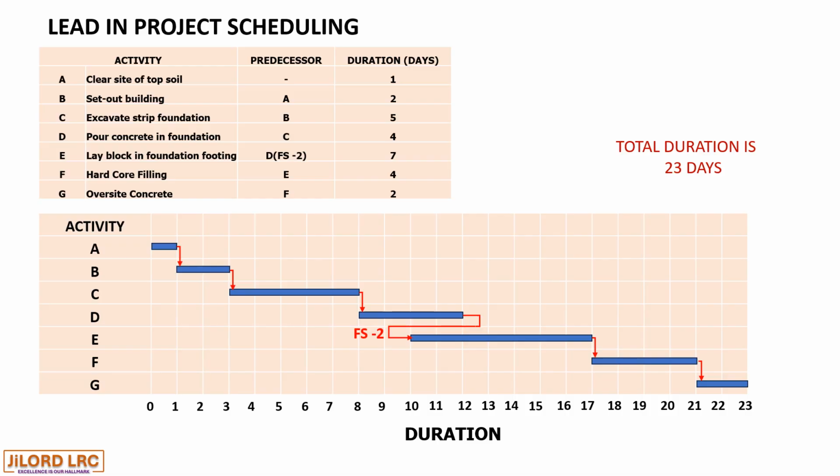So the lead in a project tends to accelerate the project or shorten the duration of the project, as you can see in the chart we have drawn. So the total duration is 23 days. Lead is typically expressed as a negative line.